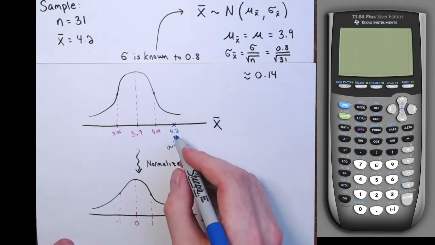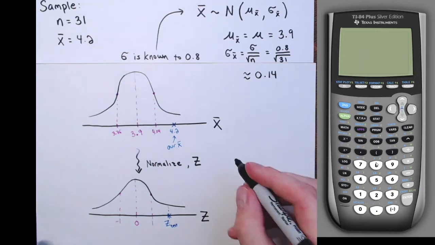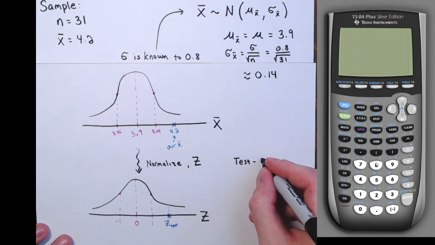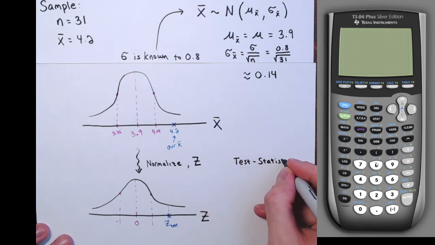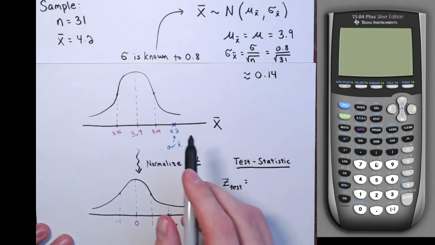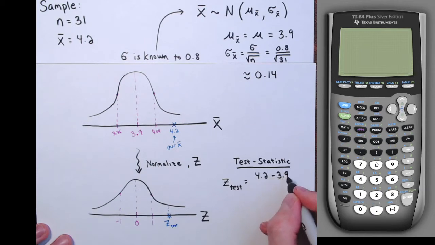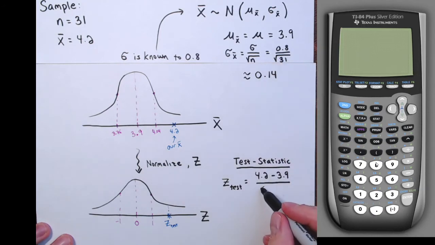But the big question is, what is the z-score of our 4.2? I'll call that z-test. This is our test statistic. It's just the z-score of our sample mean. So first of all, how far away is it? I take 4.2 minus 3.9, and then we divide by the standard deviation. Remember, the standard deviation for this distribution was 0.8 divided by the square root of 31.